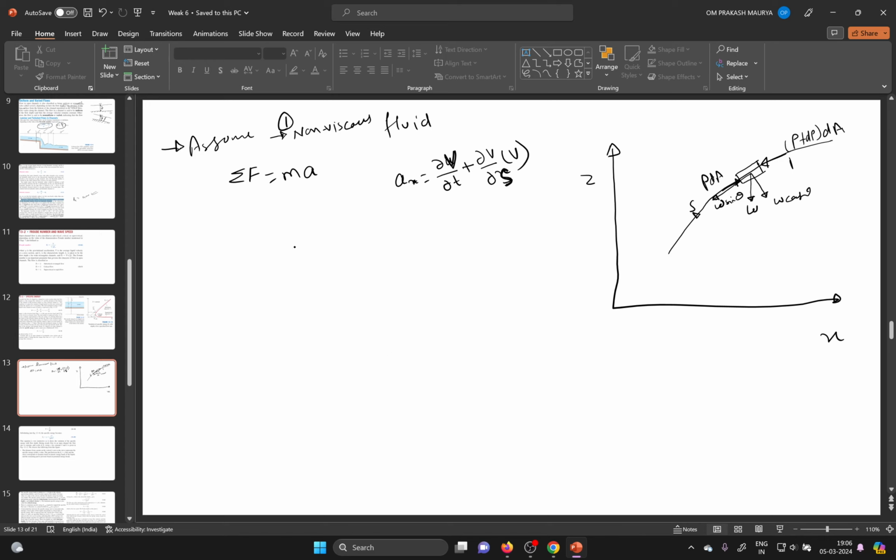Now if you put here PdA minus, the force is in this direction only, so minus (P plus dP) into dA, minus W sin theta, equal to mass into acceleration, means dV by dt plus V dV by ds. And what is the mass?